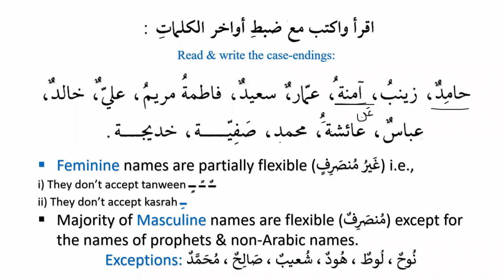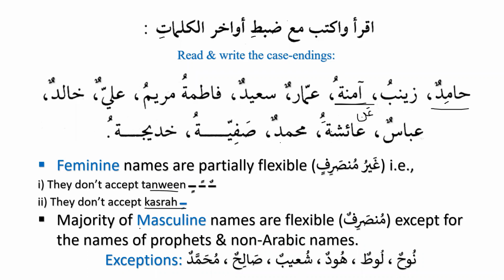Then we have Muhammad, and we say Muhammadun, Muhammadan, Muhammadin. Safiyatu. Excellent. Safiyatu, Safiyata, Safiyata. And then we have Khadija, Khadijatu, Khadijata, Khadijata. Excellent. And the same information, so that you get used to it: feminine names are partially flexible. They are ghair munsarif. They don't accept tanween and they don't accept kasra.